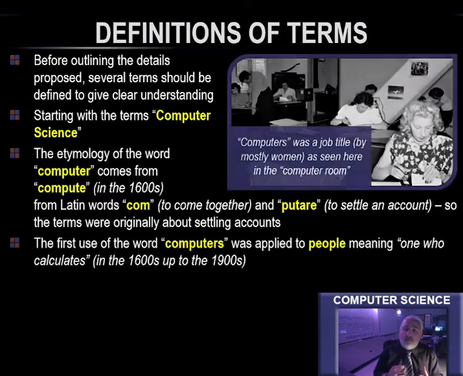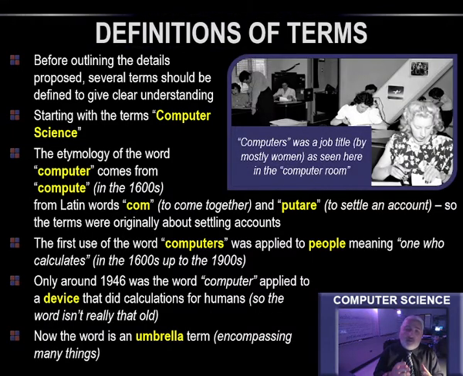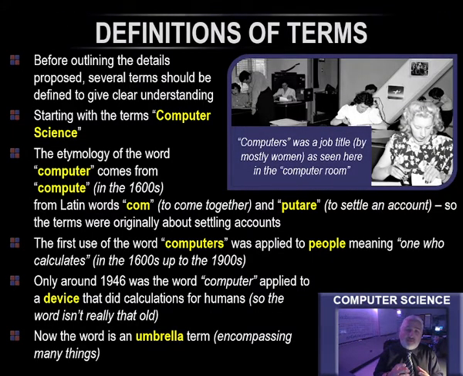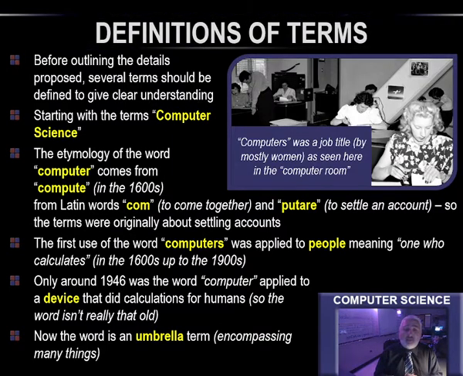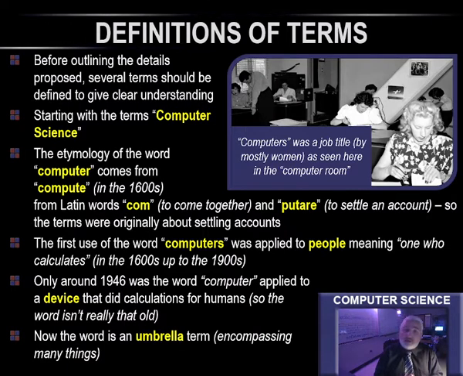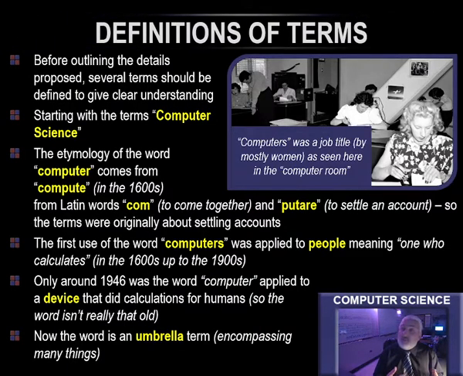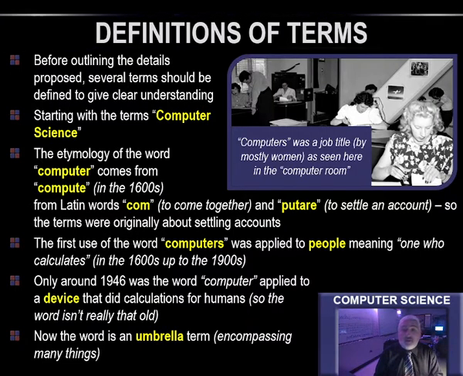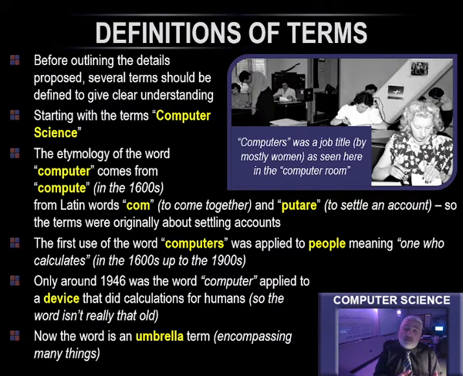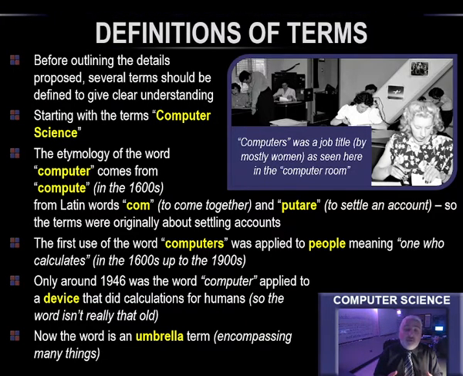So the term computer science: if we look at the word computer, its etymology comes from the Latin word com, which means to come together, and putere, to settle an account. So it was first used for that purpose. Then, as it was applied to people, it was used from the 1600s up to the 1900s for doing calculations. The first time it was applied to a machine was around 1946, which was a device for calculations.